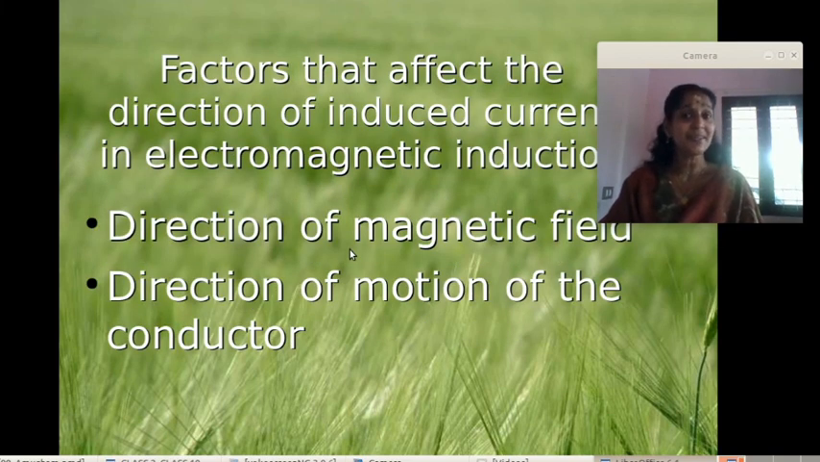Which are the factors that affect the direction of induced current in electromagnetic induction? Direction of magnetic field and direction of motion of the conductor. If we change the direction of motion, the direction of induced current also changes. The direction of deflection of the galvanometer needle changes.